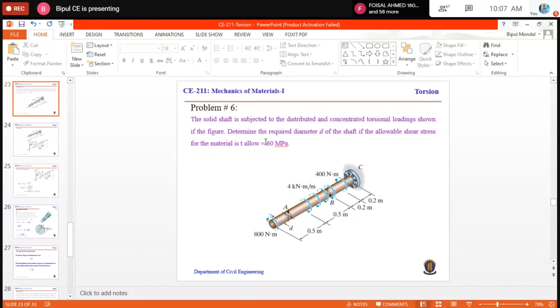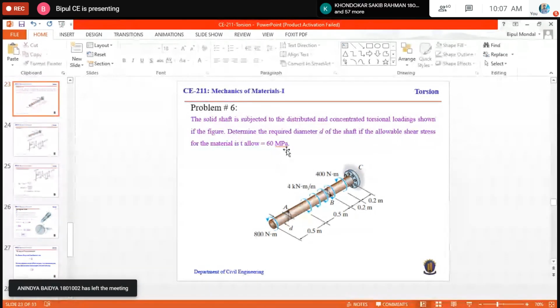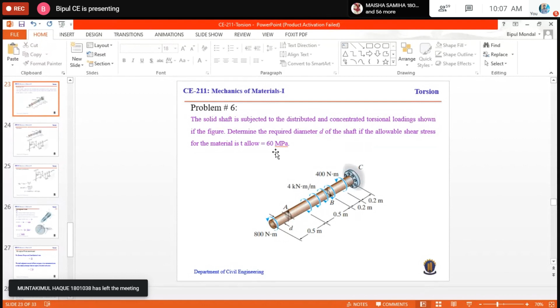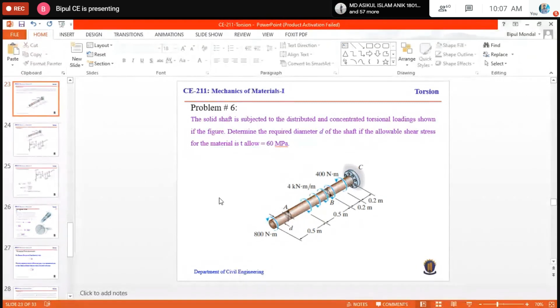And then we have to determine the diameter, and the allowable shear stress of the material is 60 MPa. Allowable shear stress of the material, that means shear strength of the material is 60 MPa. Then we have to determine the size of the shaft or the diameter of the shaft.